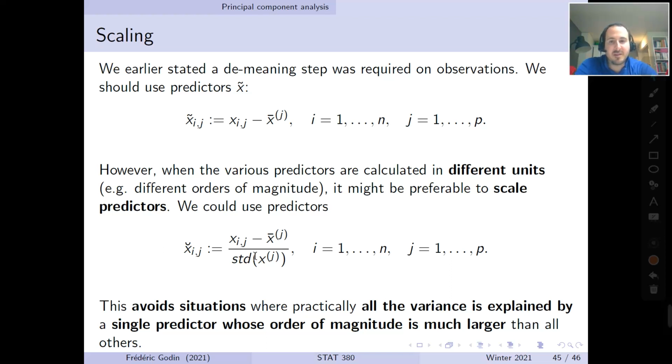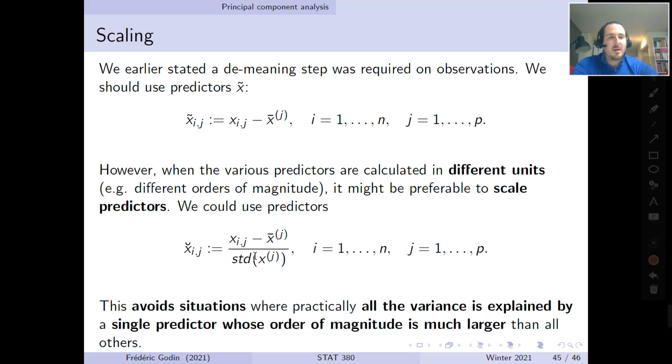The reason is that when we have some predictors having a different magnitude, when we look at their variance or their contribution in terms of variance, it will be much smaller, and these predictors will be deemed negligible by the principal component analysis and won't have a lot of impact.